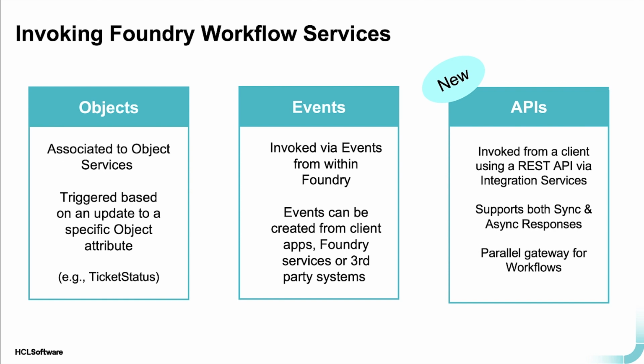and that could be from the client application. That event can be triggered by Foundry services. It could even be triggered by third-party systems listening to an event bus like Kafka. And all these events can be used to move the workflow along. And we also have added the ability to invoke a workflow itself as a REST API directly from the client, like you would invoke an integration or object service today. And it supports both synchronous or asynchronous responses. And it also has support for parallel gateway.